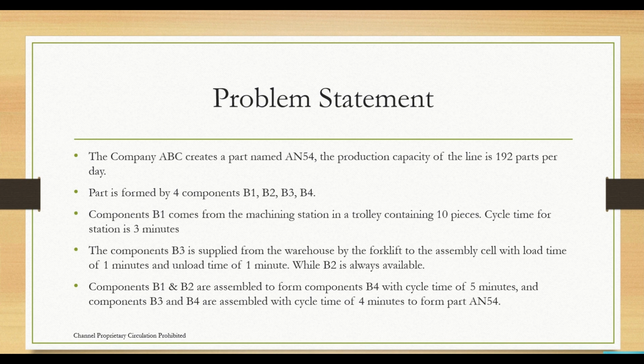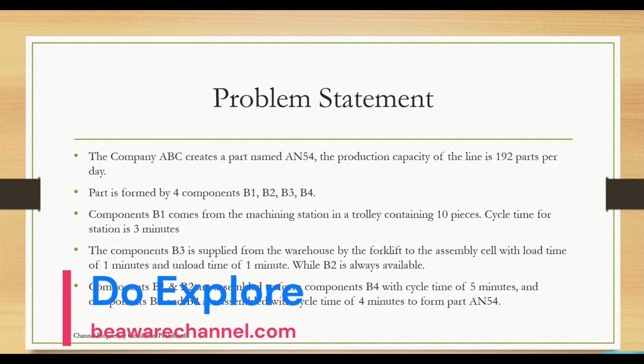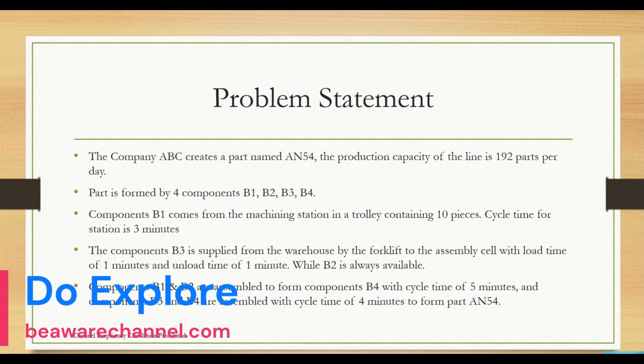So the problem statement begins with the company ABC creates a part named AN54. The production capacity of the line is 192 parts per day. Part is formed by 4 components B1, B2, B3, B4. Component B1 comes from the machining station in a trolley containing 10 pieces. Cycle time for stations is 3 minutes.